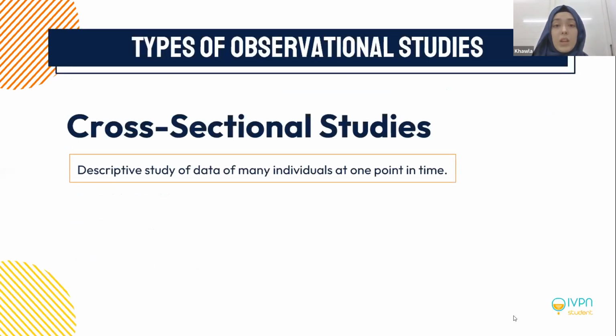Now, another type of study is the cross-sectional study, which examines a group of individuals at a certain point in time to observe certain characteristics without making any type of associations. An example is determining the prevalence of a certain disease among a certain demographic at a certain point in time.